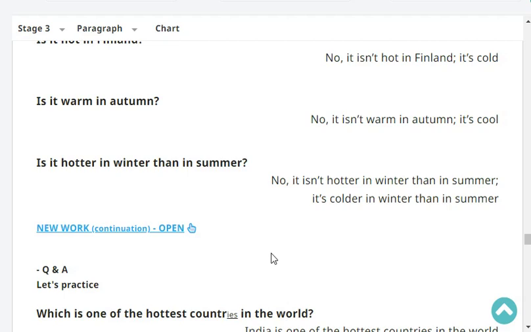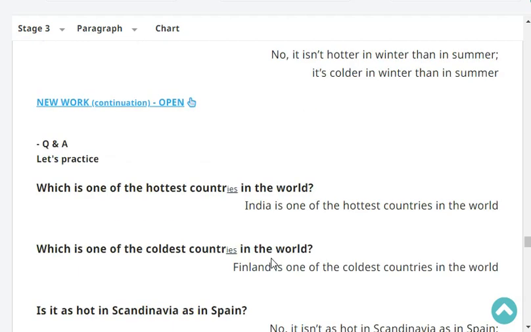Is it hotter in winter than in summer? No, it isn't hotter in winter than in summer. It's colder in winter than in summer. Very good.